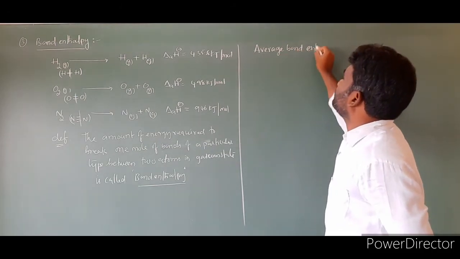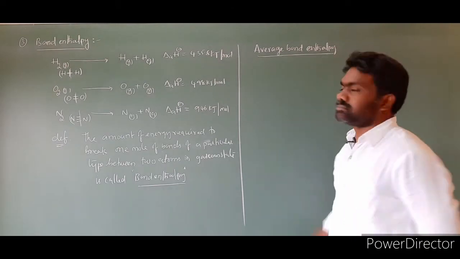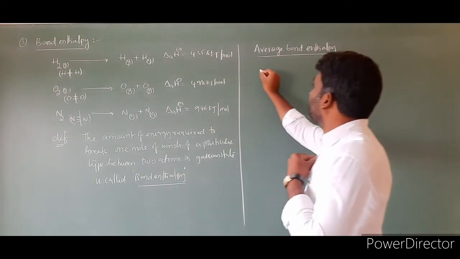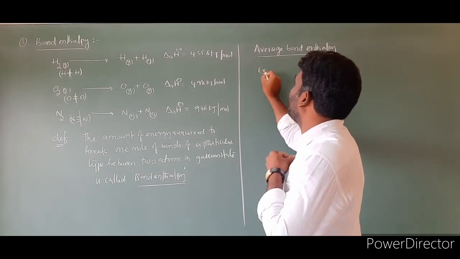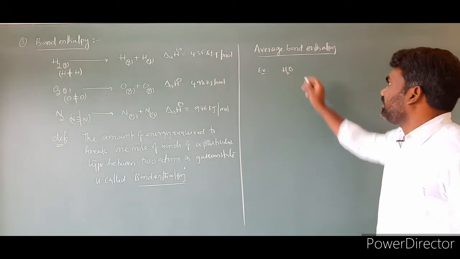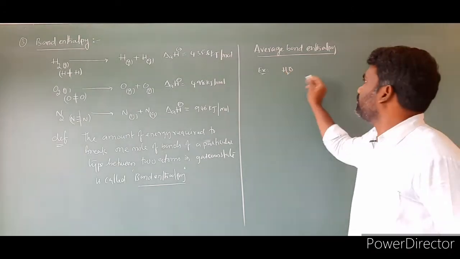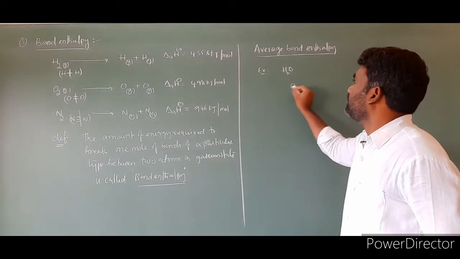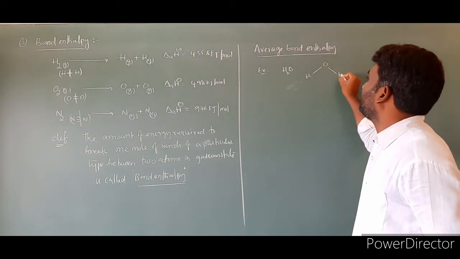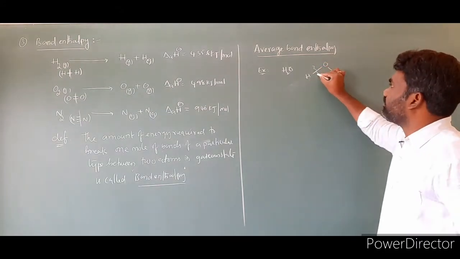Average bond enthalpy. So what is the meaning of average bond enthalpy? Let us understand by taking one general example. I am taking the water molecule, H2O. Between the oxygen and hydrogen there is one single bond. So we can write the water molecule as O, H, and another H. First we have to break this bond.